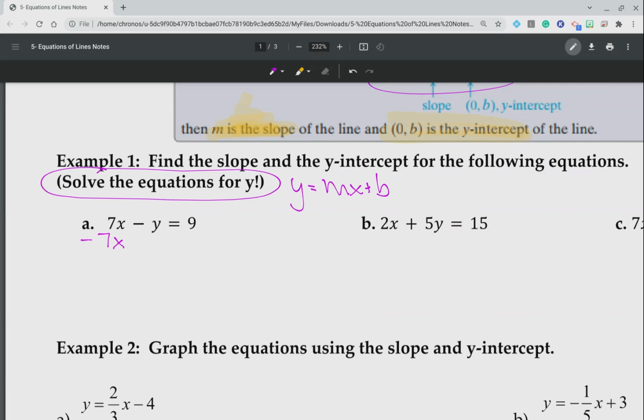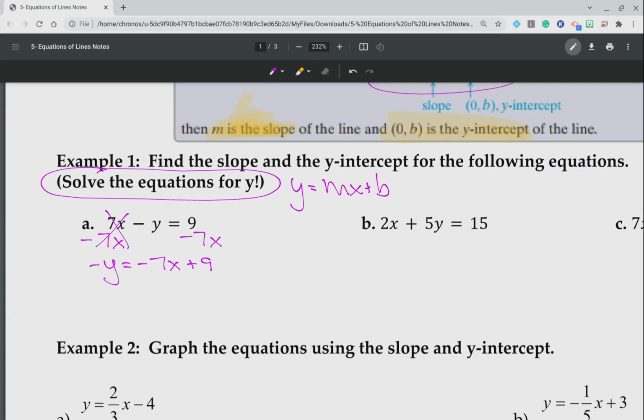Now, equations are all about staying balanced. So if I subtract 7x from the left side of the equation, I also have to subtract it from the right, okay? So 7x minus 7x cancels, and I'm left with negative y equals negative 7x plus 9.